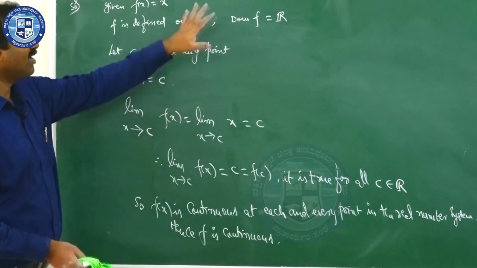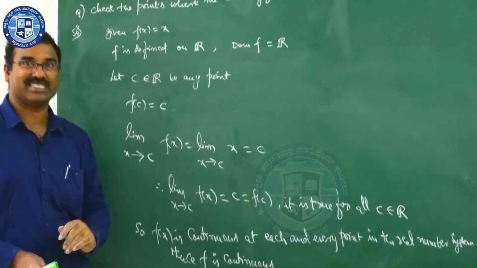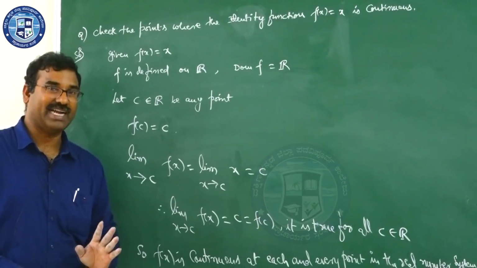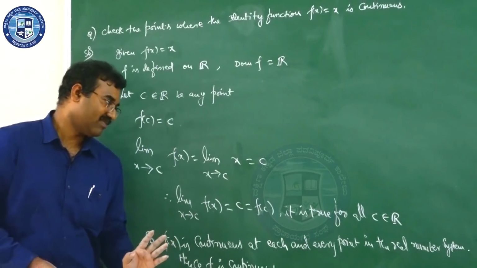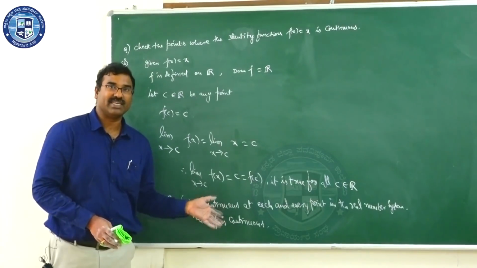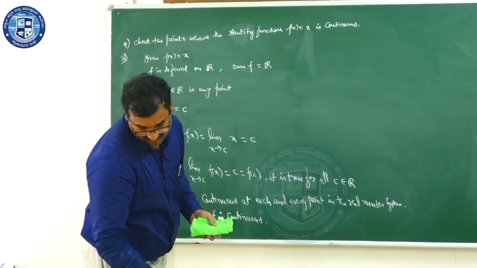Just small modifications are done, that is it. Okay? This is another problem. f(x) equal to x, the identity function, is a continuous function. There is no point of discontinuity for this. Next, one more problem we take.